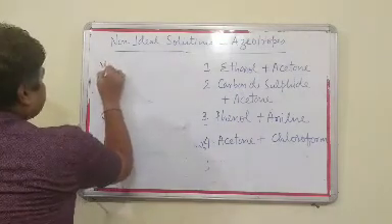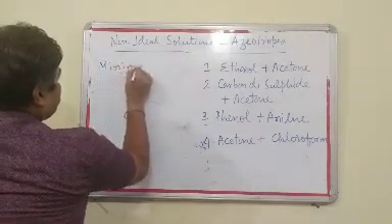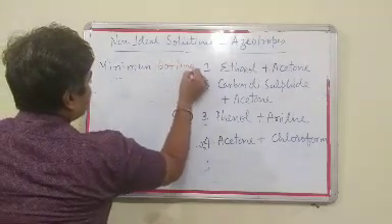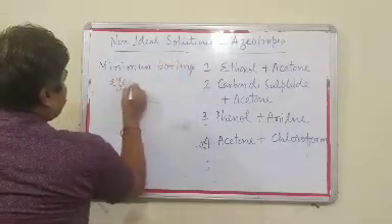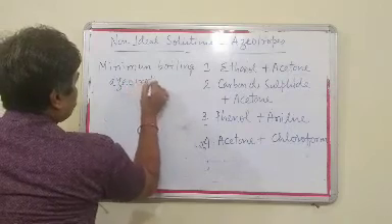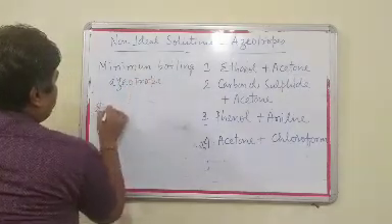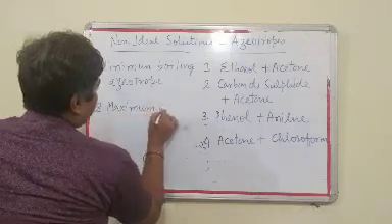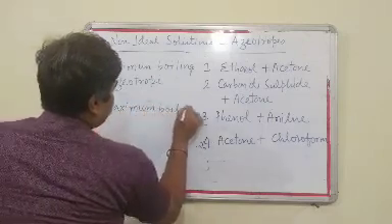These are minimum boiling azeotrope and maximum boiling azeotrope.